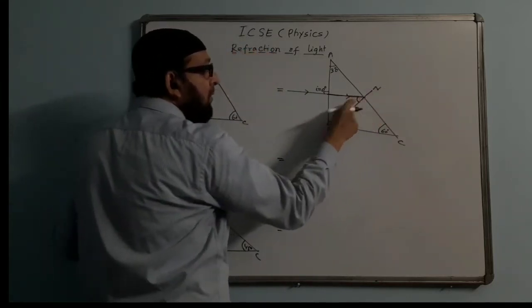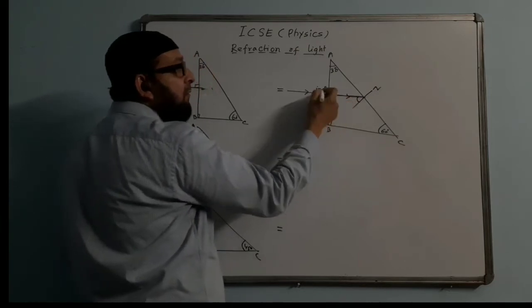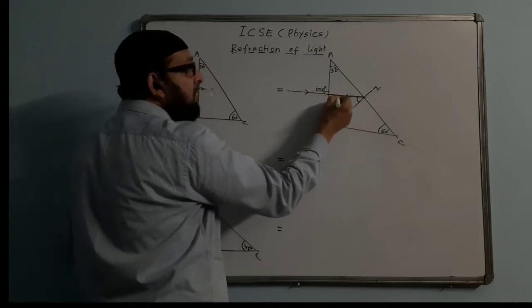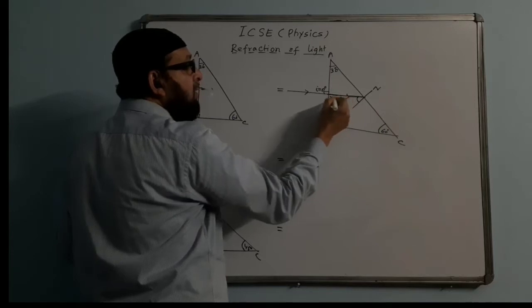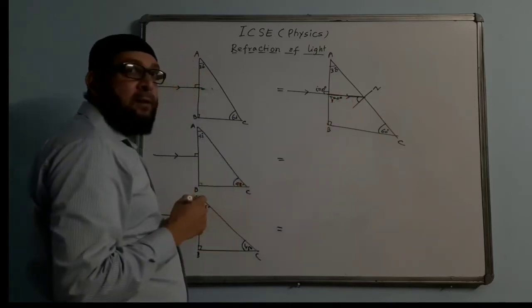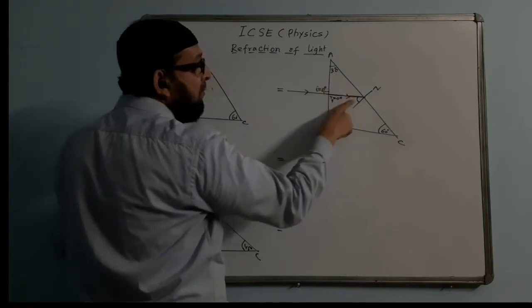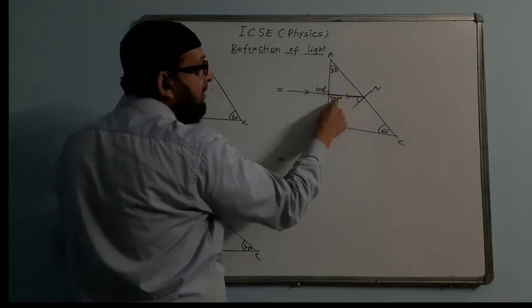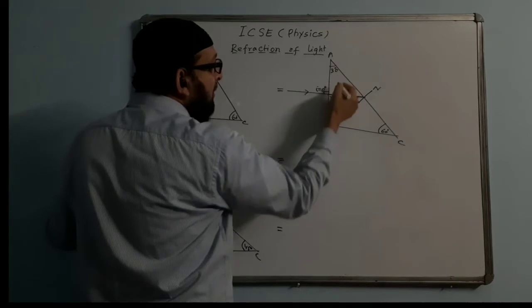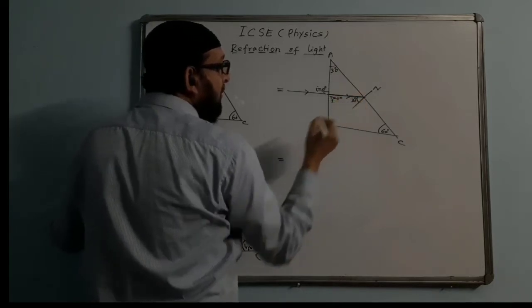This angle will bother. How much should be the value of this angle? If I is 0, then R also will be 0. R1 is 0 degree. Then we know the fact that this plus this angle is equal to this. And what is the value of this angle? 30 minus 0 will be coming 30 degree here.